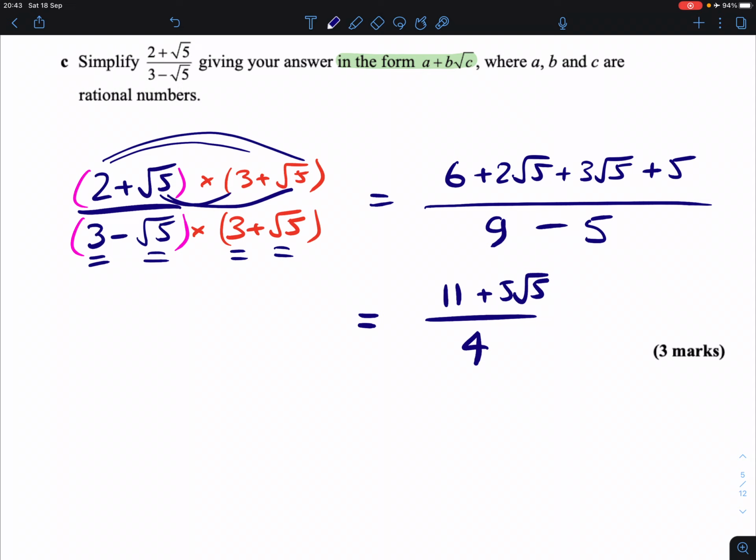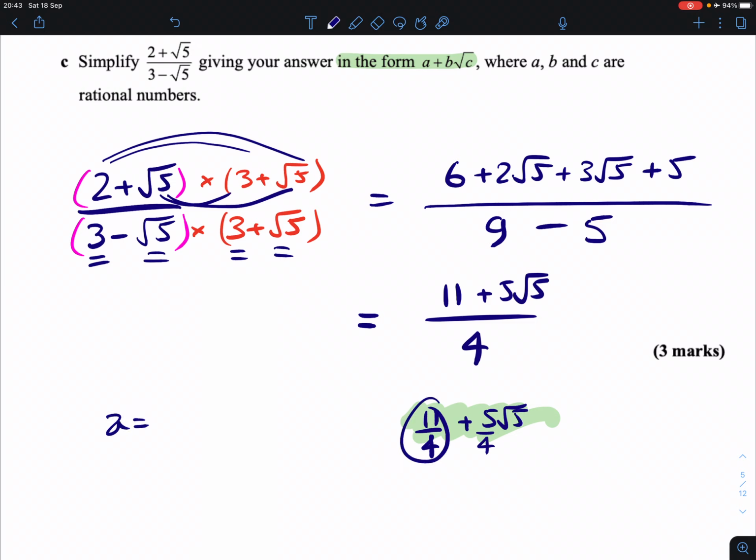But because of what I've highlighted there in green, you cannot leave your answer like this because it is a single fraction and not 2 separate terms as shown here. So we have to take this and write them as separate fractions. The 11 is over 4 on its own, and the 5 root 5 is over 4 on its own. And even better than writing it all over 4 would be to identify that you could just write it as the 5 over 4, like so. It is the same thing at the end of the day.